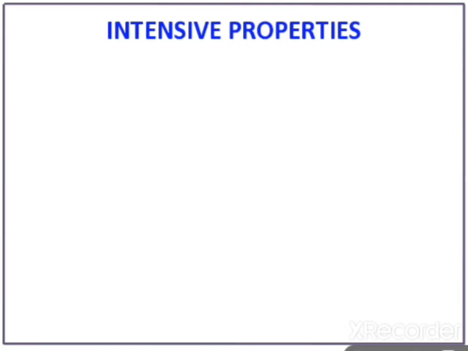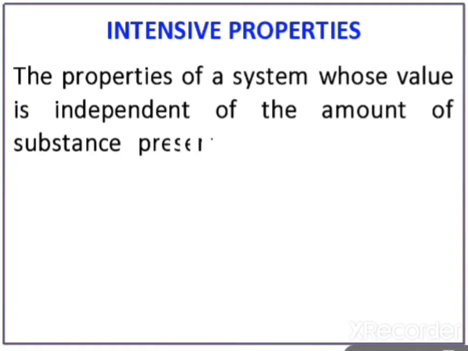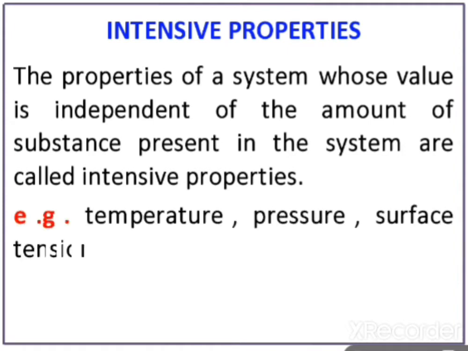Next one is intensive properties. These intensive properties are just the opposite of extensive properties. Extensive properties depend on the mass or amount of substance. But intensive properties do not depend on the amount of substance. These are independent of the amount of substance. For example, temperature. Very simple.